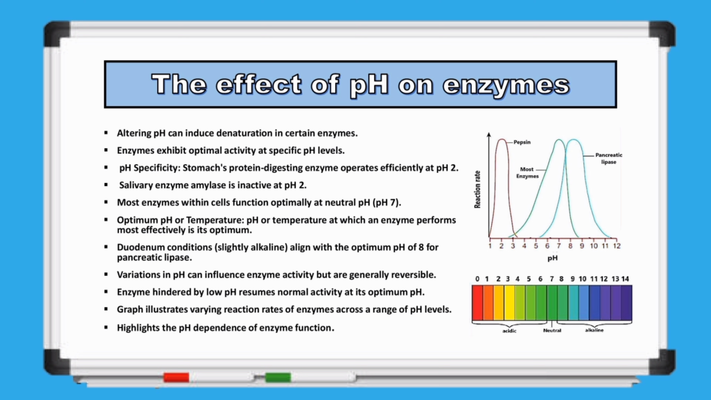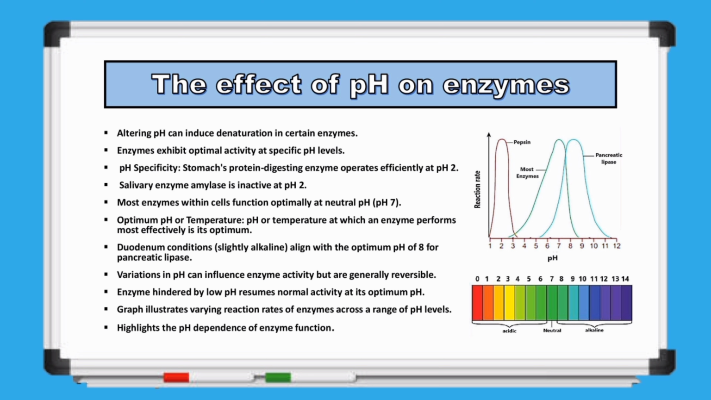Inside most of our cells, enzymes also prefer this neutral pH. But in the duodenum, which is the first part of the small intestine, the environment is slightly alkaline. This suits enzymes like pancreatic lipase, which breaks down fats and works best at around pH 8. It's also worth noting that small changes in pH can affect enzyme activity, but these effects are often reversible. For instance, if an enzyme temporarily stops working in a low pH, it may become active again once it returns to its optimum pH. Let's look at the graph provided here, to visualize this.